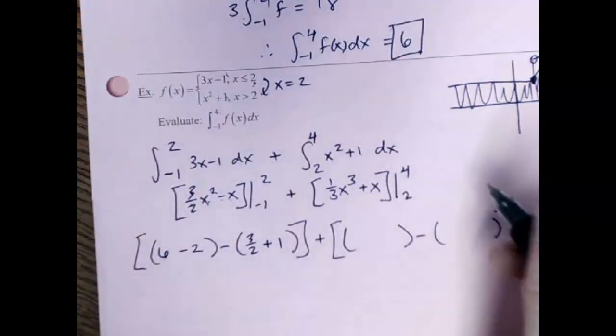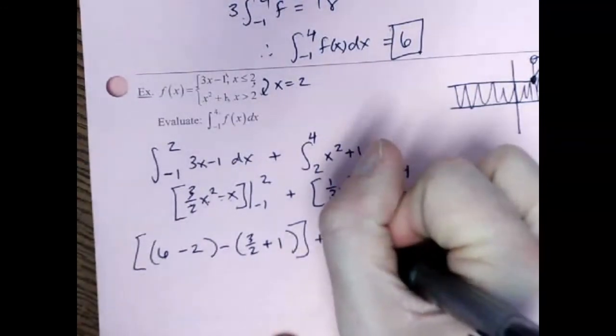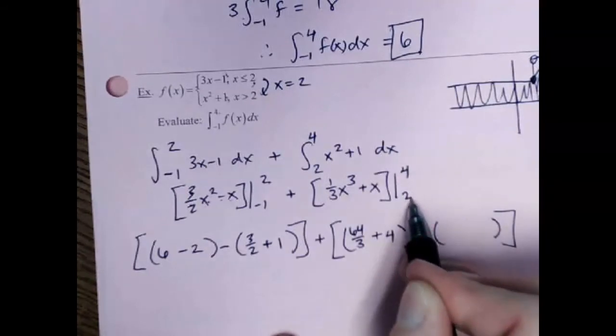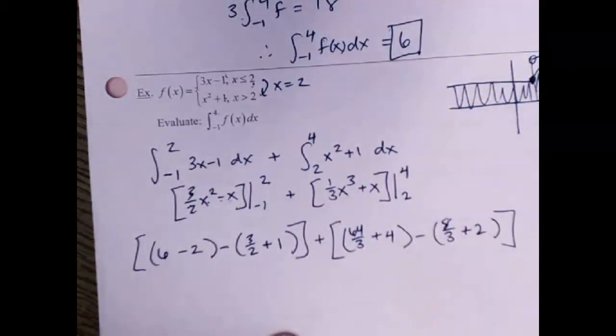All right, and then let's plug in the 4. 4 to the 3rd power would be 64, so 64 thirds plus 4. If you plug in 2, you'll have 8 thirds plus 2.